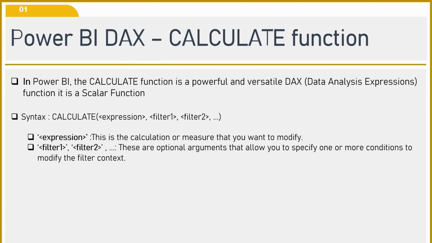So the expression is the calculation or measure that you want to modify. Filter 1, filter 2, these are the optional arguments that allow you to specify one or more conditions to modify the filter context. Looking at the definition, you might feel that it is hard to understand. So let me go to Power BI desktop and give you a scenario wherein we will be using a calculate function and it will be easy for us to understand.